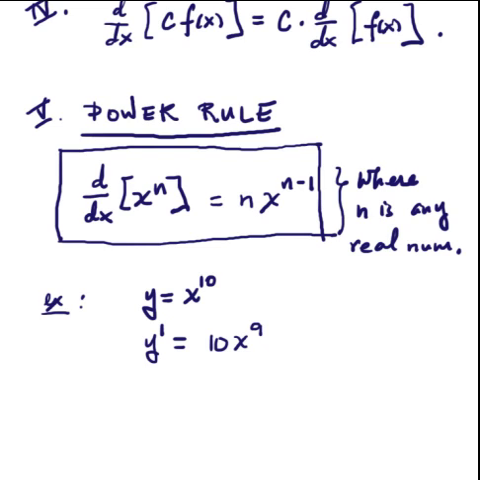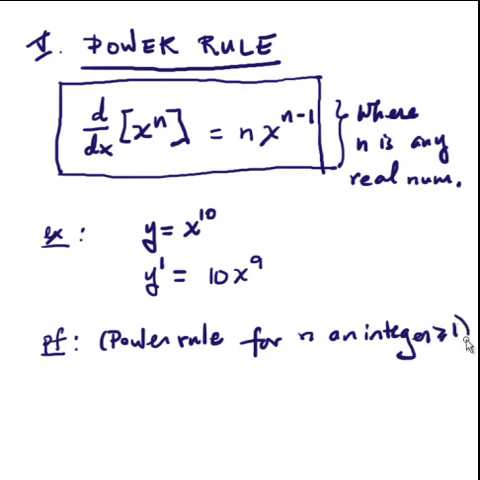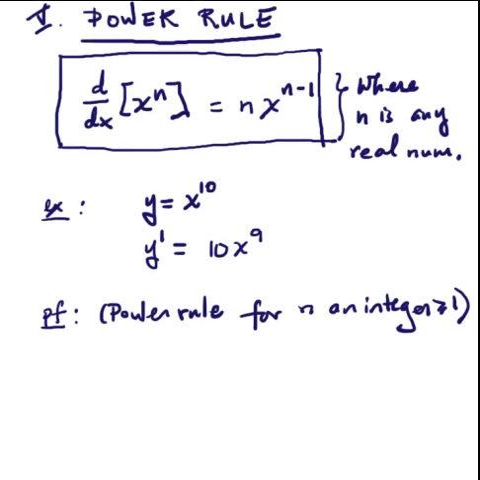Okay, so let's look at the proof of the power rule, for n an integer greater than or equal to 1. Actually, we'll make it greater than or equal to 2, because for n equal 1 we already have the derivative of a line. So we'll do it for integer n greater than or equal to 2.